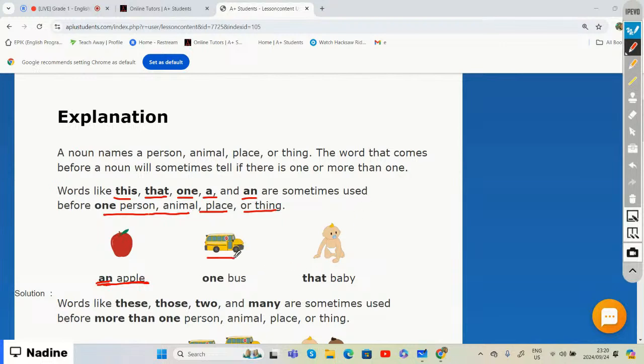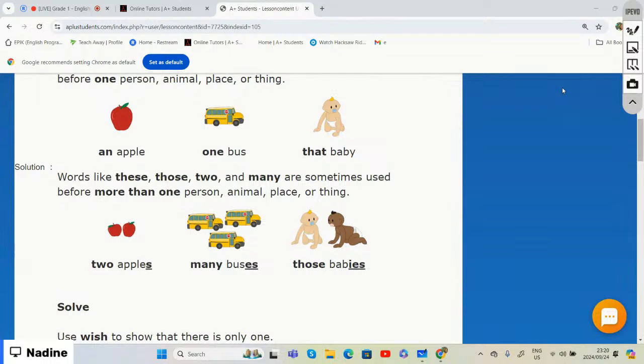One bus. You see, we only see one bus over there. So one is in front of the word bus, which is the noun. That baby with the blue dummy in the mouth. So it refers to one baby. And baby is our noun.